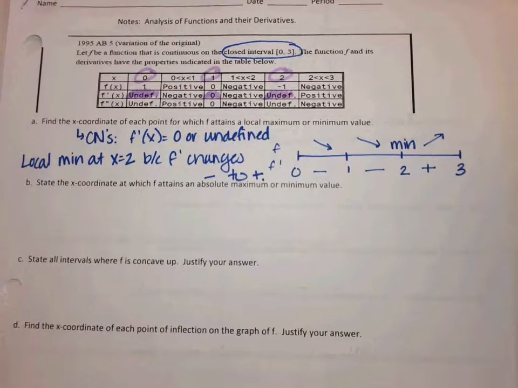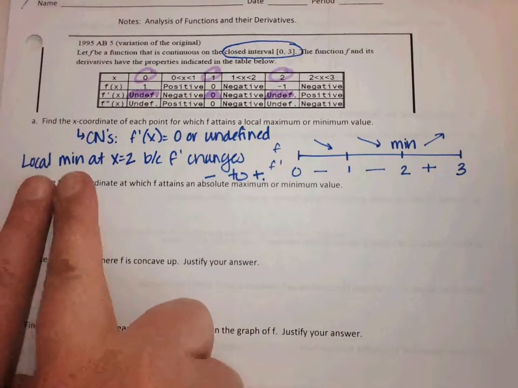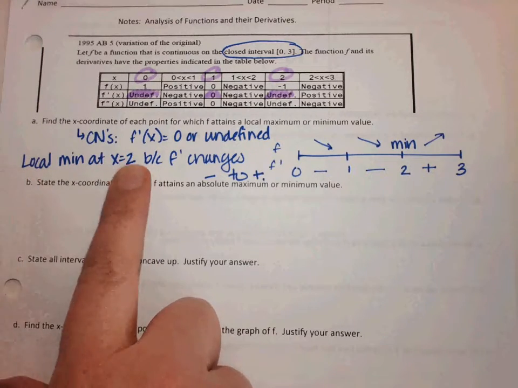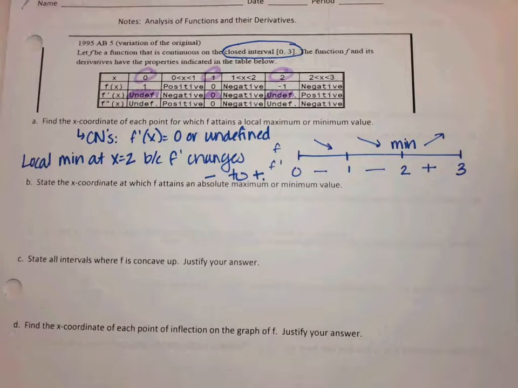Now, if it doesn't say justify, you could just put local min at 2 and that would be fine. Also, can I point out again, some people have asked me, local, relative, same? Exact same thing, doesn't make a difference. But they will use both.